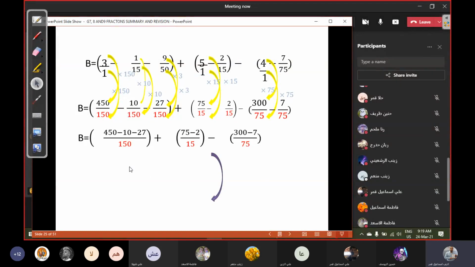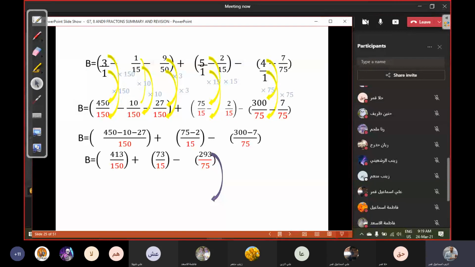Now we should find a least common multiple between 150, 15 and 75. Who can tell me what the least common multiple between them is? 15 times 3 is 45. I mean a number that is divisible by 150, by 15 and by 75. What is the least common multiple between them? 150. 150 is divisible by 15, is divisible by 75, and is divisible by itself.